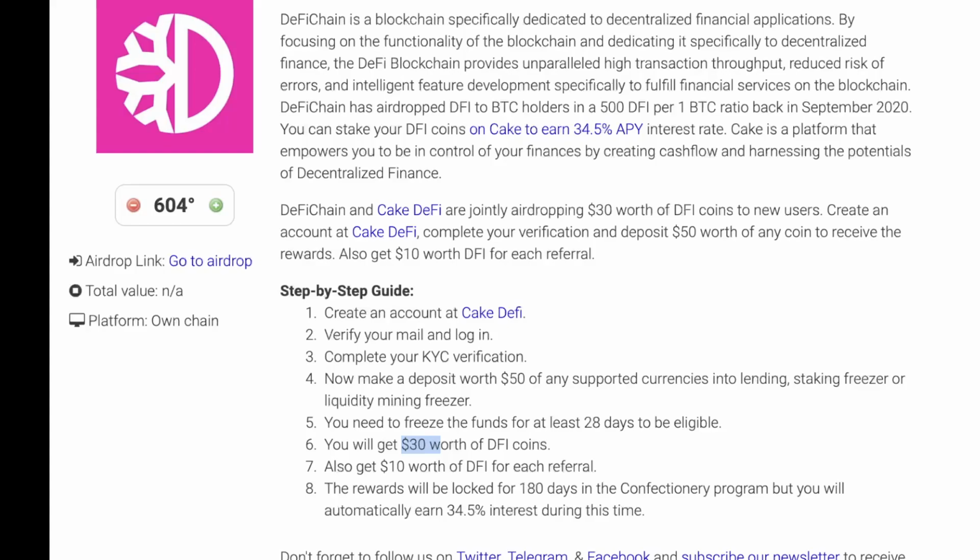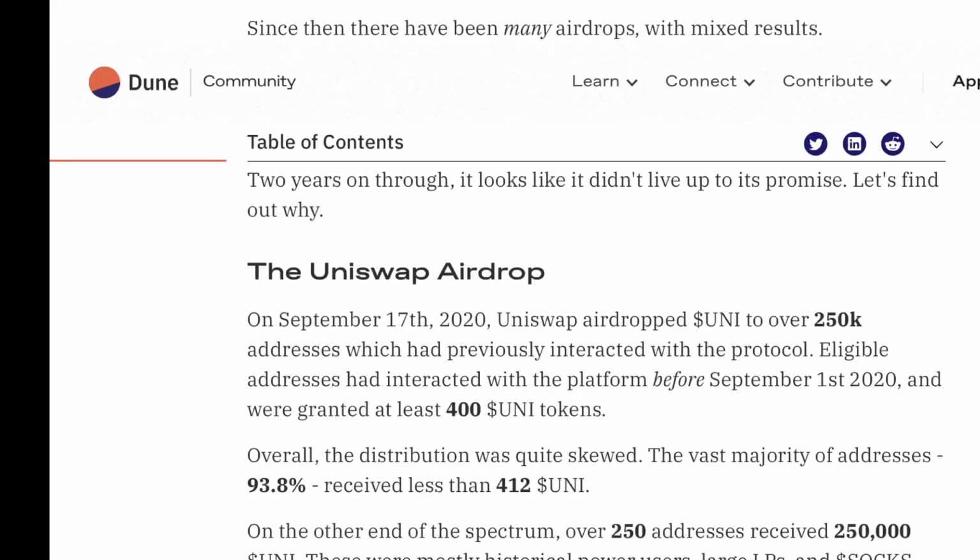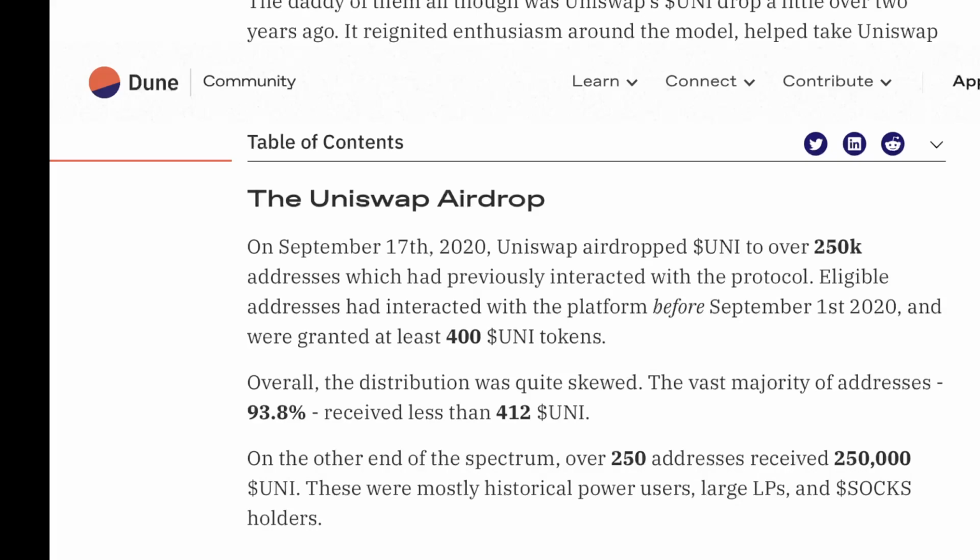So historically, how much can you get from airdrops? Airdrops are actually pretty crazy. Unfortunately I didn't get this one, but I knew about it. It's the Uniswap airdrop. On September 17th, 2020, Uniswap airdropped UNI to over 250,000 addresses which had previously interacted with the protocol. Each address received about 400 UNI tokens. That was about $20 to $30 at that time, but UNI has gone up so much. So this $400 is worth about $16,000. Yes, you heard me right, $16,000 in 2021. So one year later, they received, I think, 100-fold, 100x.